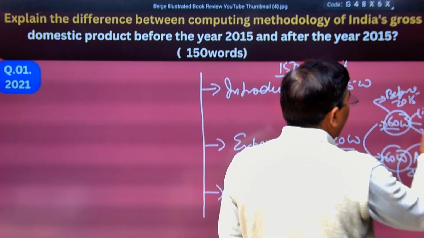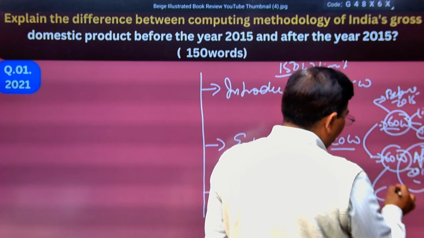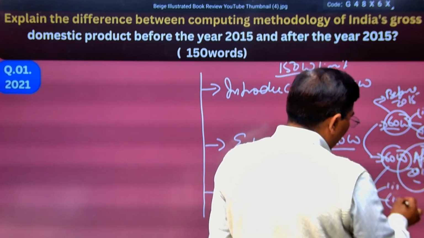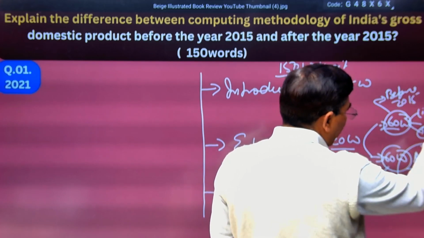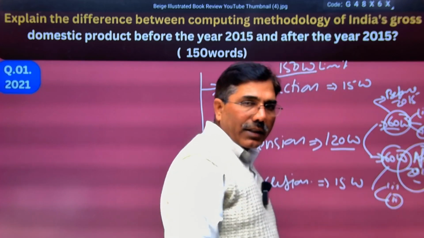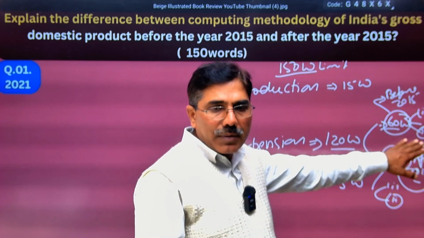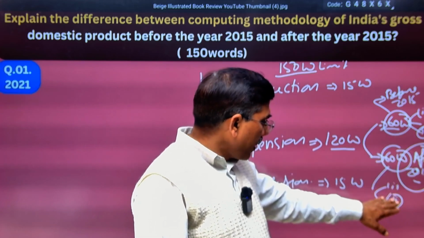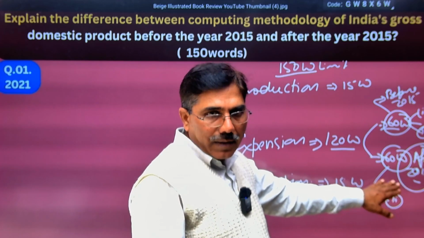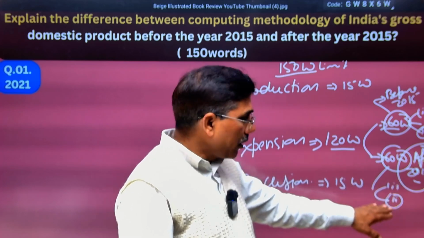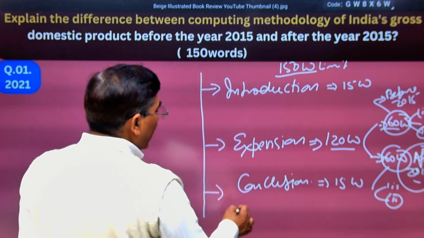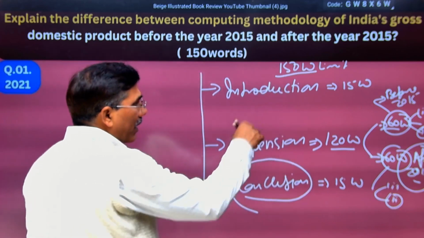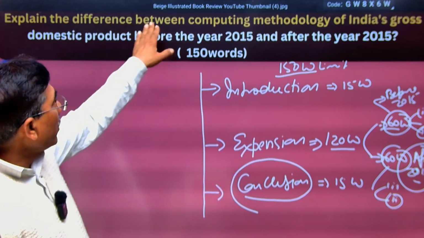Number first, second. Similarly, two paras: one para and a second para. In the first para, what will you define? How we are going to calculate the GDP. In the second para, what are its limitations? Third, in the second para with two sub paras: first, what is the GVA method, and what is the benefit of the GVA method? And finally, you will conclude your answer by summarizing according to your question.